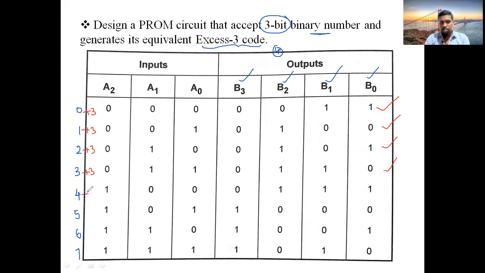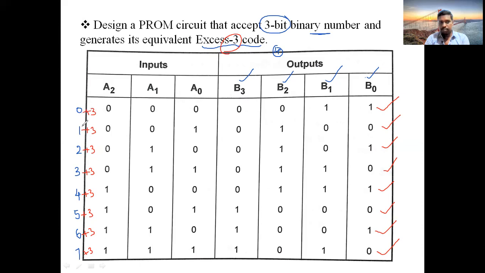Next, the XS3 value for 4: 4 plus 3 is equal to 7. So we'll get 0, 1, 1, 1. Now the XS3 value for 5, 5 plus 3 means 8. So you will get 1, 0, 0, 0. And the XS3 value for 6 is 6 plus 3 is equal to 9, which means 1, 0, 0, 1. Likewise, the XS3 value for 7 is 7 plus 3 is equal to 10. 10 means 1, 0, 1, 0. Like that, you add the numbers with 3. Why? Because it is an XS3. XS3 means adding an extra 3.